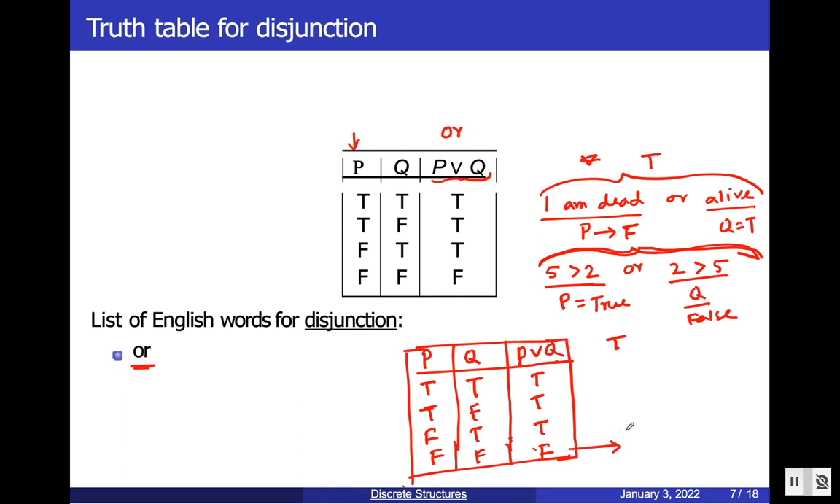Let's see one example where both can be false. Say I'm saying that 1 greater than 5 or 2 greater than 5. None of them is actually true, both are false. So both are actually false, none of them is true. So as a single statement I am going to say that the statement is false.